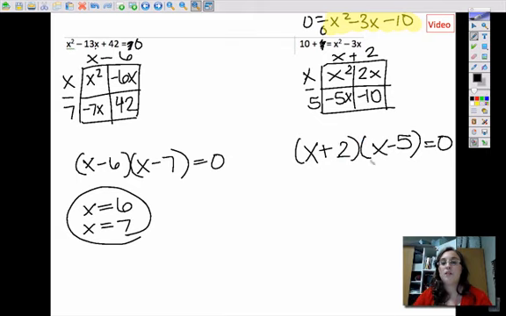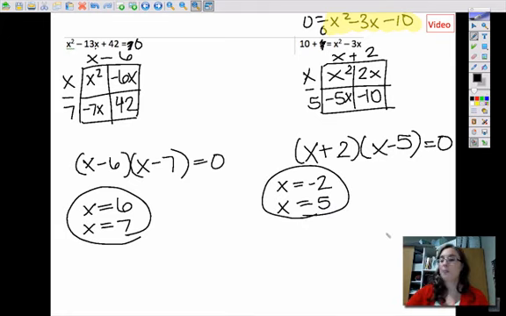So if x plus 2 times x minus 5 equals 0, that means x equals negative 2 or x equals positive 5 are my two roots.